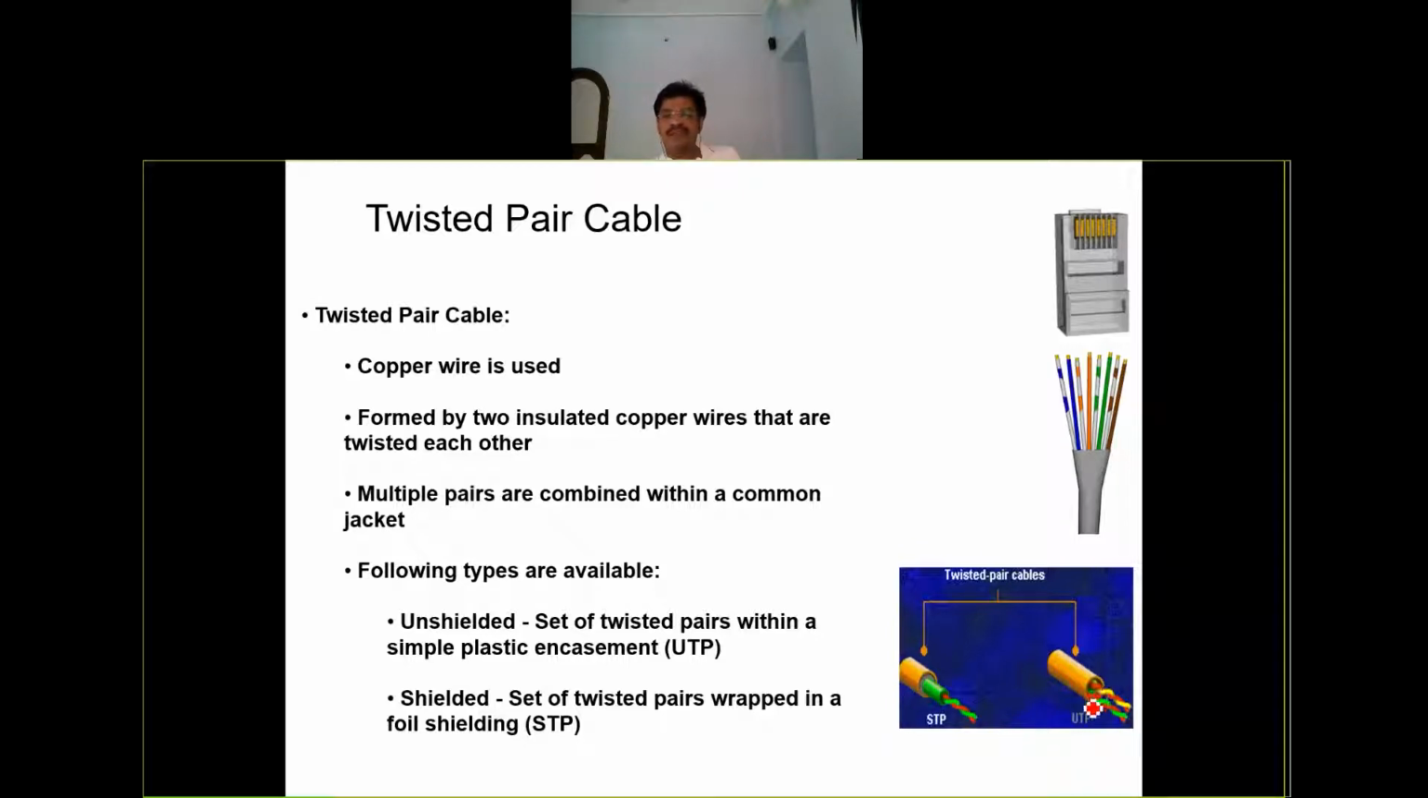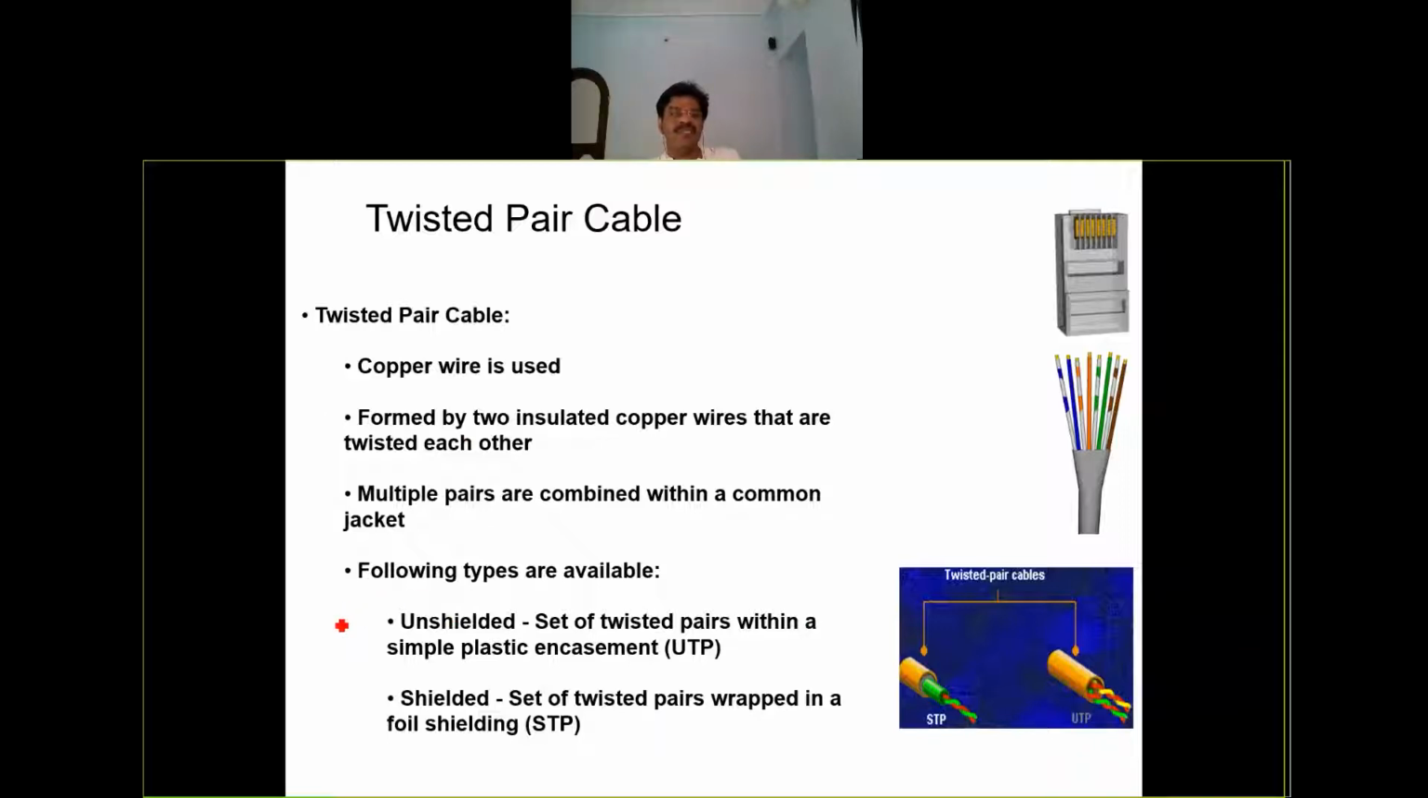The type of cable that we are utilizing, typically shielded pair, has a production cost somewhat higher than the cost of the UTP cable. That's why we are utilizing the set of twisted pairs within a simple plastic encasement, that is, unshielded twisted pair cable.